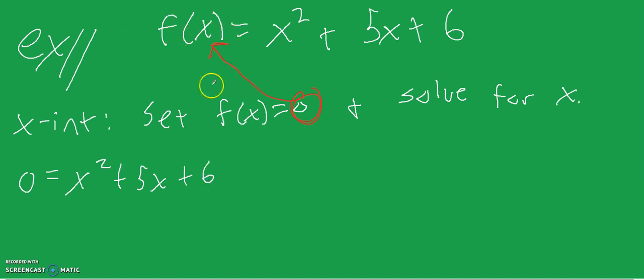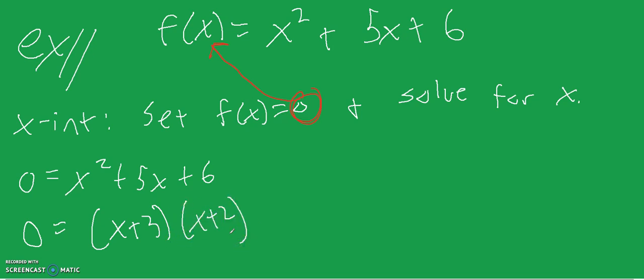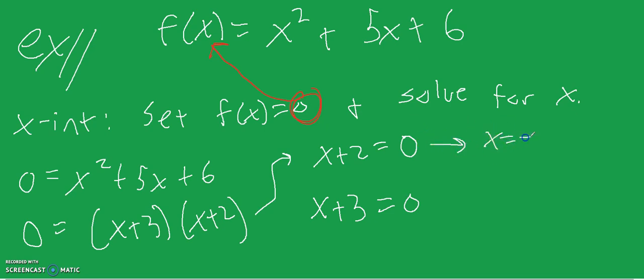Now, this is a quadratic equation equal to 0. I want to solve for x, so I can just factor it. The way you factor this quadratic is x plus 3 times x plus 2. 3 times 2 gives me 6, and 3 plus 2 adds to give me 5, so that works. That gives me x plus 2 equals 0, and x plus 3 equals 0. So the first equation gives me x is negative 2, and the next one gives me that x is negative 3.